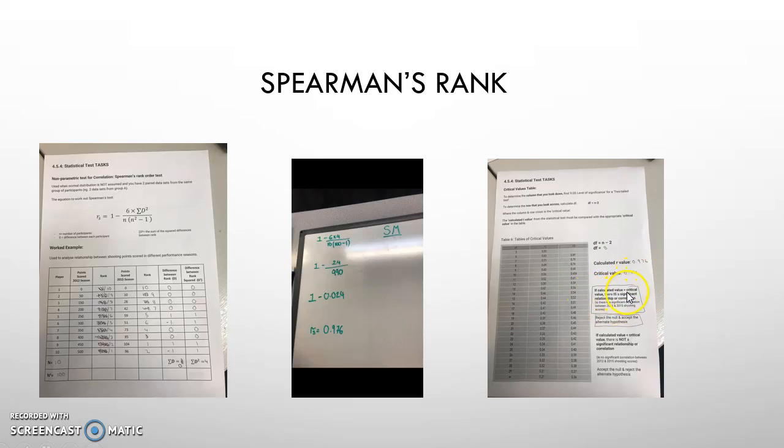If calculated value, I can't see that one, I believe it is greater than critical value, there is a significance, and because it is greater than, that shows that there is a significant result after this experiment. And that is the end of the slideshow.